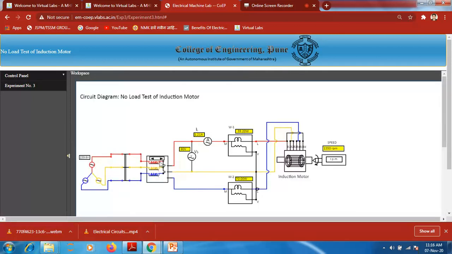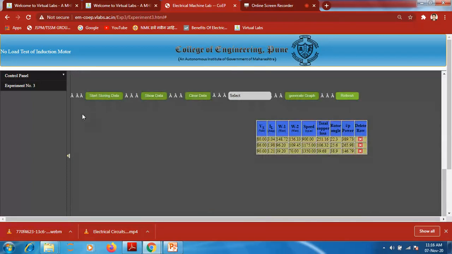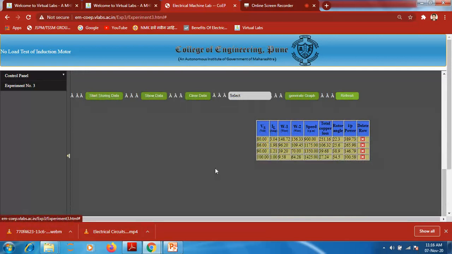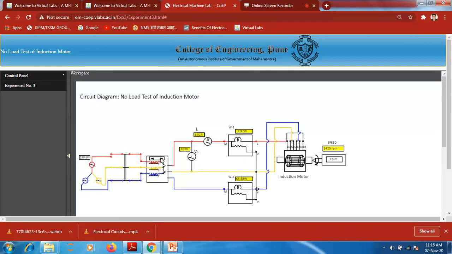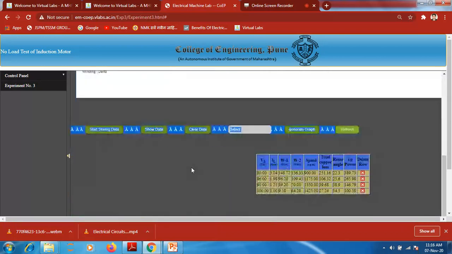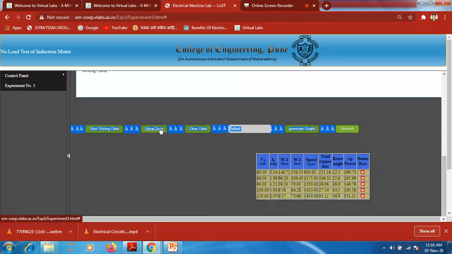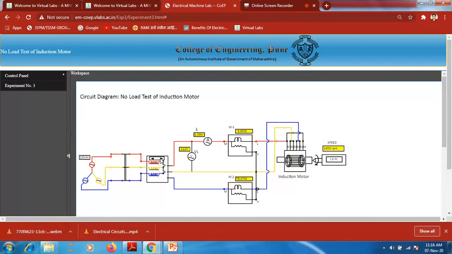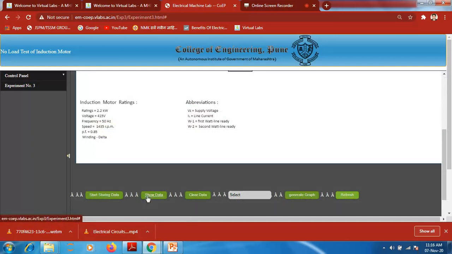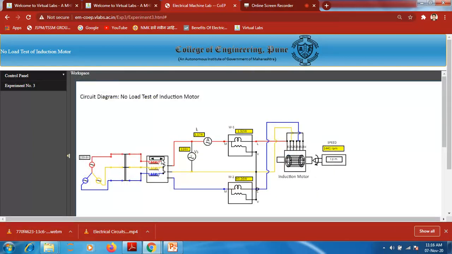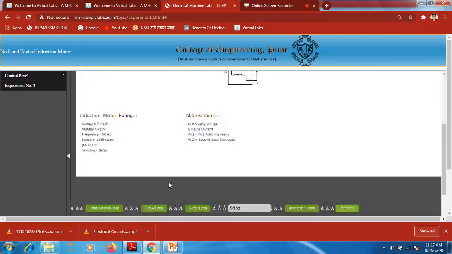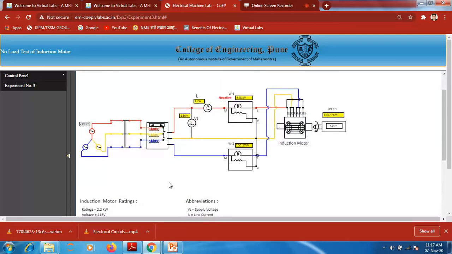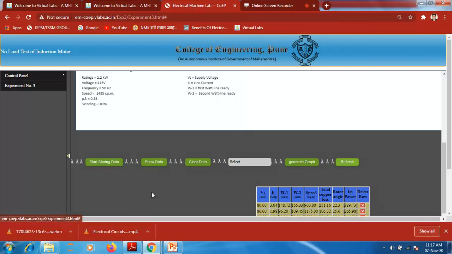Okay, next I have to take readings at 100 volt, start storing and show data. Then 110 volt. After that, from here onwards I will keep a gap of 10 volt. So 120 volt, start storing and showing data, then 130 volt, it is showing 1447, start storing and showing the data.